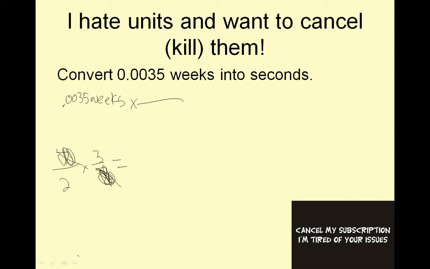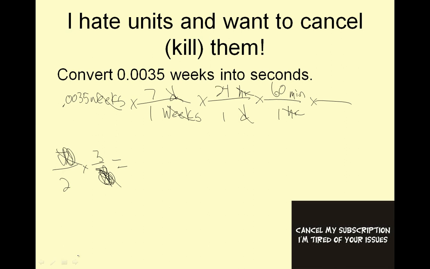So I've got weeks here, so I want to cancel the weeks and go into seconds. Well, I don't know how many seconds are in a week, but I know how many days are in a week. 7 days in 1 week. So I get rid of weeks. Canceled. Times dividing bar. Goodbye, days. I'm going to go into something I know. How many hours are in a day? 24 hours in a day. Now, days are gone. Times dividing bar. Get rid of hours. Go into minutes. 60 minutes in an hour. Goodbye, hours. Times dividing bar. Go away, minutes. And go into seconds. 60 seconds in 1 minute.